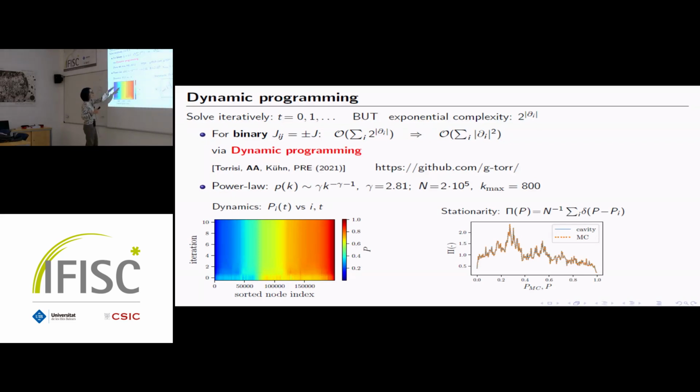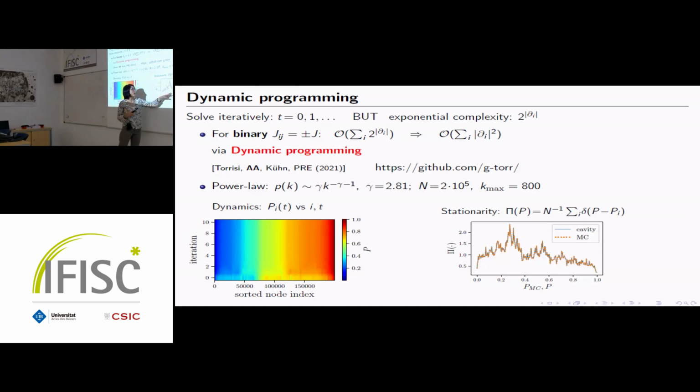So you can indeed get the activation probability for each node versus time, as we did here. This is time, and these are the nodes. They are actually ranked according to the final value, the value in the final state, so that's why you have this nice color pattern. And of course, once the system has converged, you can look at the steady state, for example, at the distribution of these activation probabilities.